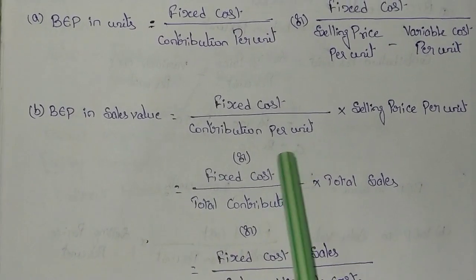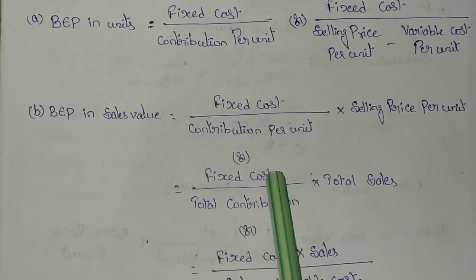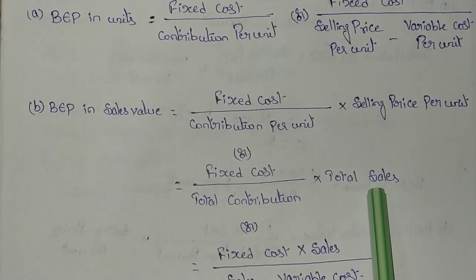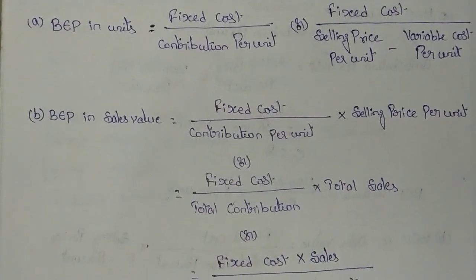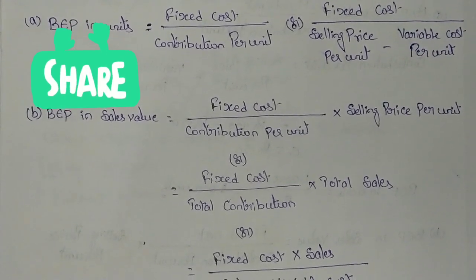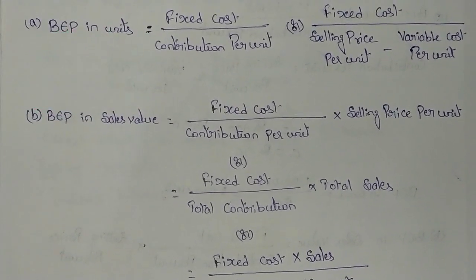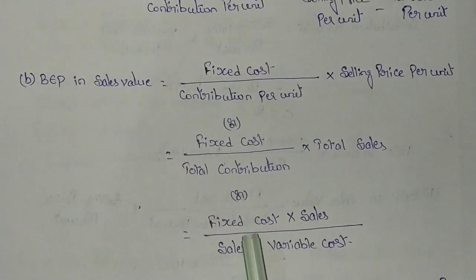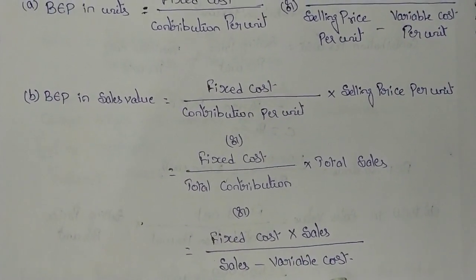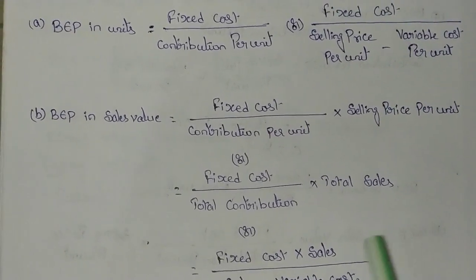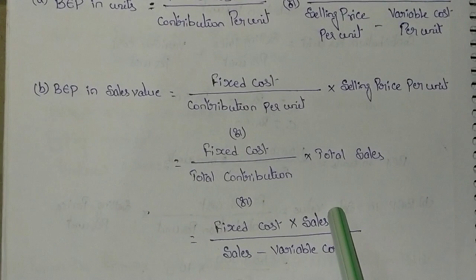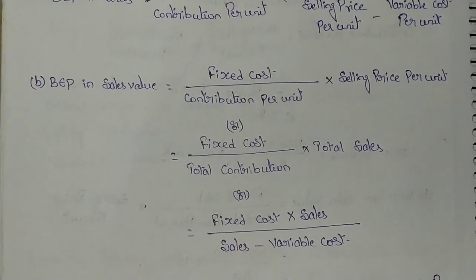We can also use another formula: fixed cost divided by total contribution, multiplied by total sales. This is also a formula we can use for calculating the break-even point in terms of sales value. And one more formula is fixed cost multiplied by sales, divided by sales minus variable cost. All these three formulas can be used for calculating the break-even point in sales value.